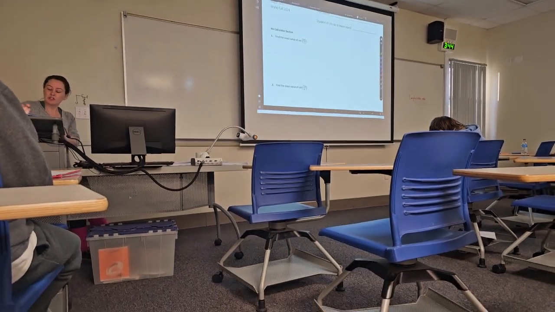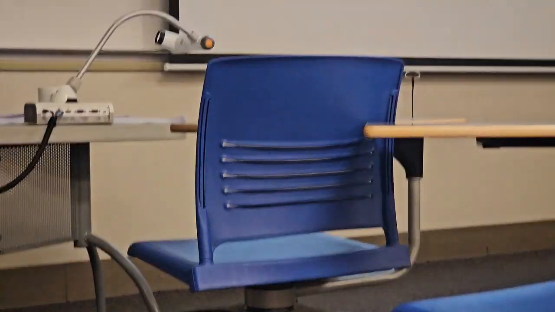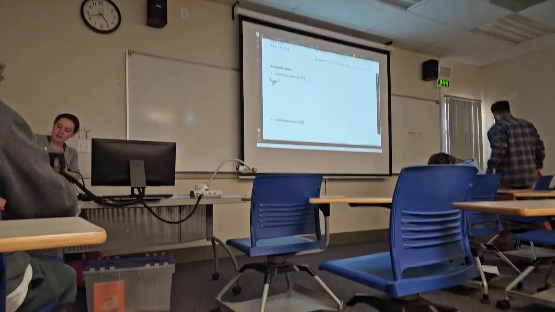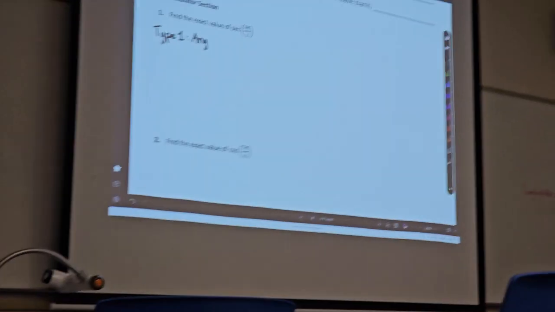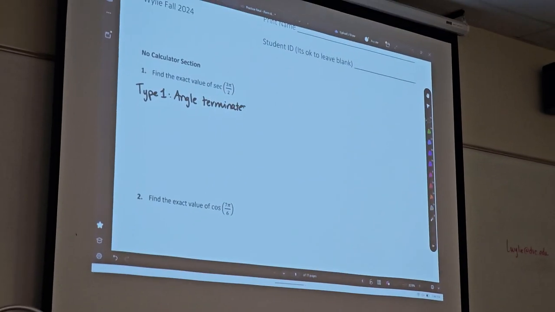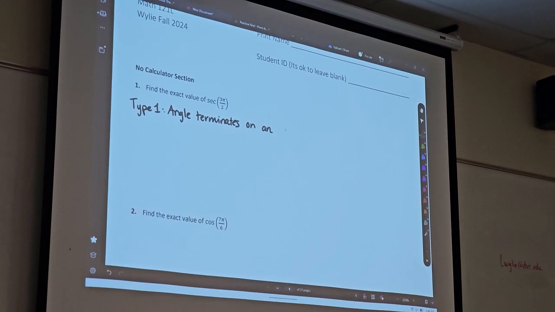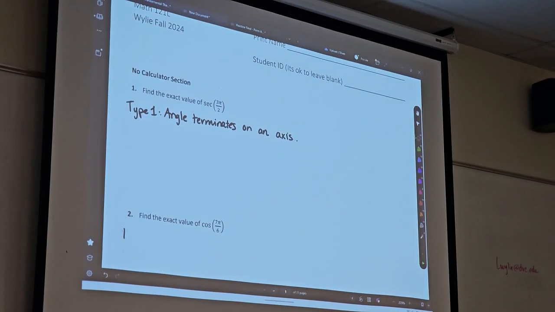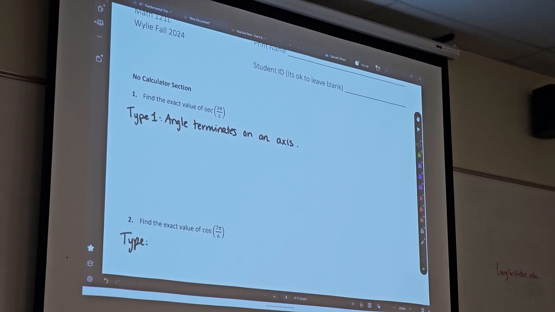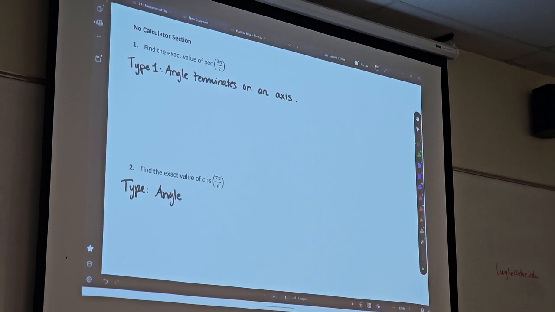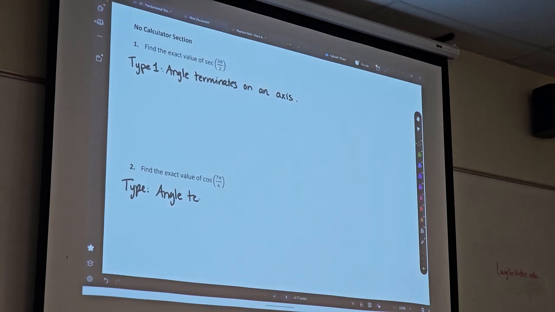Okay. So, for exact values, there's two types of problems. Type 1, your angle terminates on an axis. The other type is your angle terminates in a quadrant. Terminates means lands on.